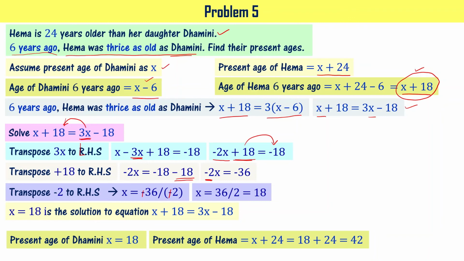If you want to verify, you can see the difference between 42 and 18. When you subtract 18 from 42, you get the answer as 24. That is what the problem statement says: Hema's age is 24 years older than her daughter Damini at present, right? I hope you got the concept.